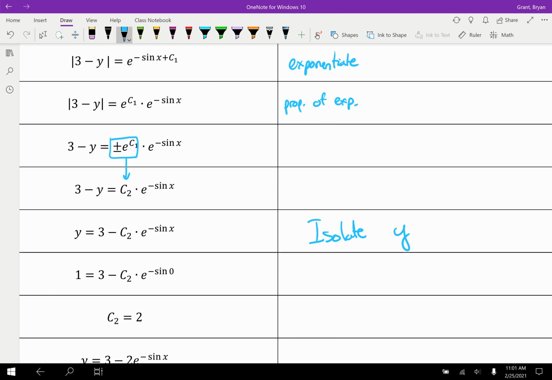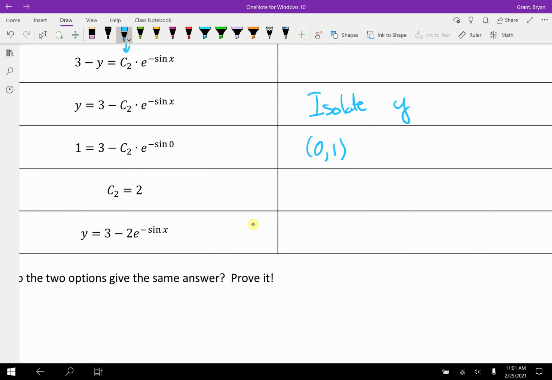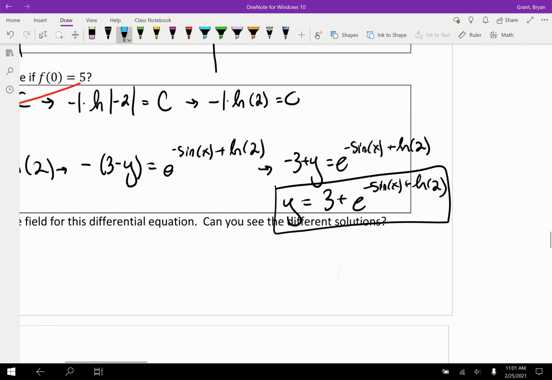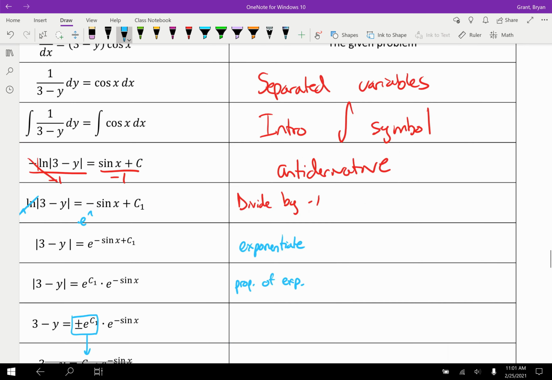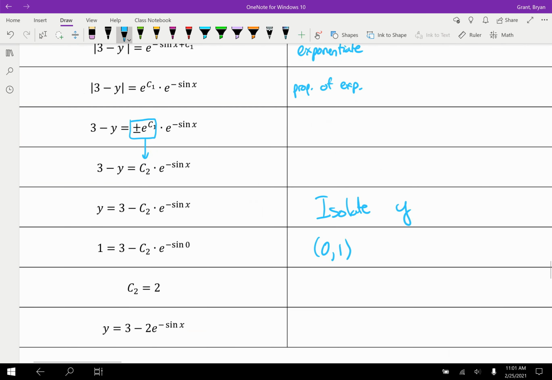But what do we have to do once we've isolated y? Well, then we have to use our initial condition. The initial condition was 0, 1. They substituted in and they found their constant here was 2. Now, we didn't find our constant was 2. We found our constant both times was negative 1 times the natural log of 2. Does it matter? Well, I don't know.